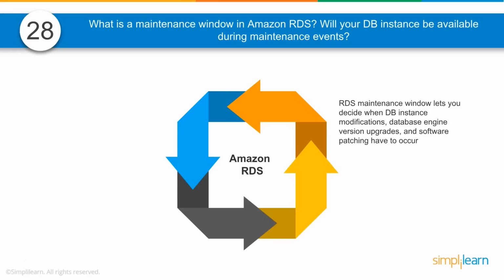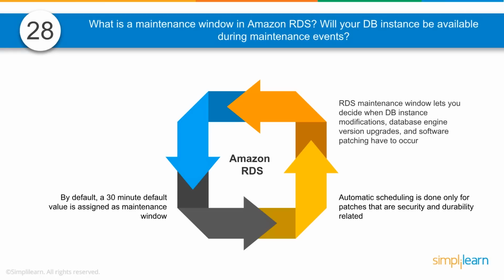So the RDS maintenance window lets you decide when a DB instance modification, a database engine upgrade, or software patching has to occur. And you actually get to decide, should it happen at 12 in the night, or in the afternoon? Should it happen early in the morning? Should it happen in the evening? You actually get to decide. And automatic scheduling by Amazon is done only for patches that are security and durability related. Sometimes Amazon takes down and does automatic scheduling if there is a need for a patch update that deals with security and durability. And by default, the maintenance window is 30 minutes.